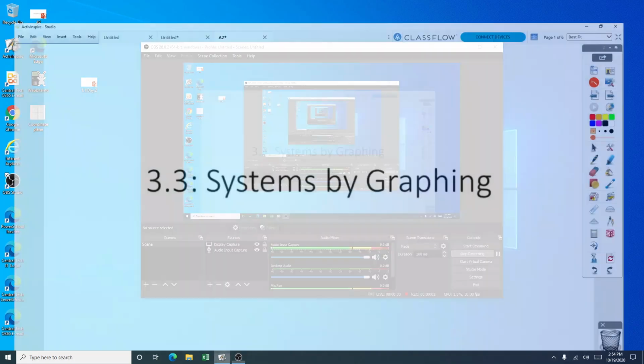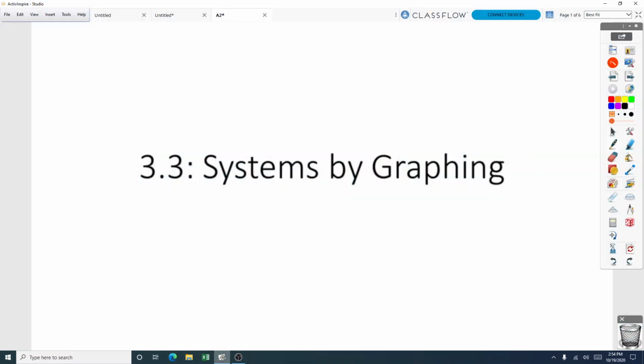Okay, so we are doing 3.3, systems by graphing. Remember, we started with 3.1, which was substitution. Then we went to 3.2, which was elimination. Last Thursday, we graphed ordered pairs and we graphed lines. Today, we're going to solve our systems by graphing.